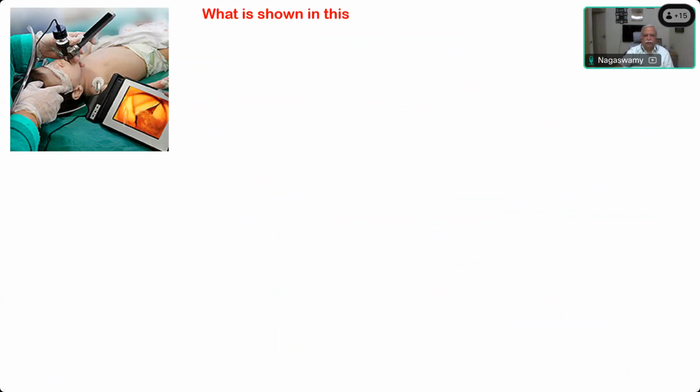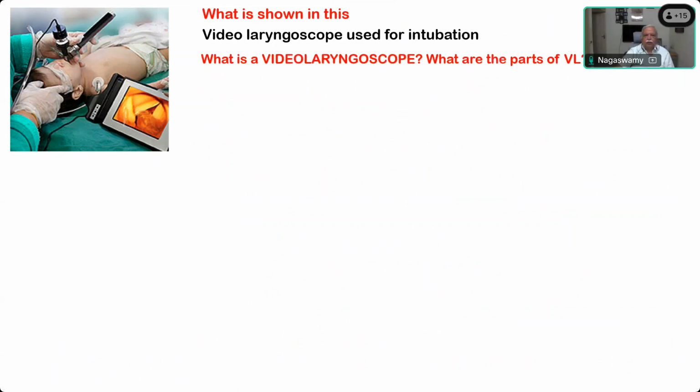What is shown in this picture? Video CMAC laryngoscopy. Vocal cord. Video laryngoscopy. Video laryngoscopy used for intubation. What is a video laryngoscope? What are the parts of the video laryngoscope? Video assisted intubation. This is the second question. What is a video laryngoscope? Is it a directly intubating instrument or an indirectly intubating instrument?